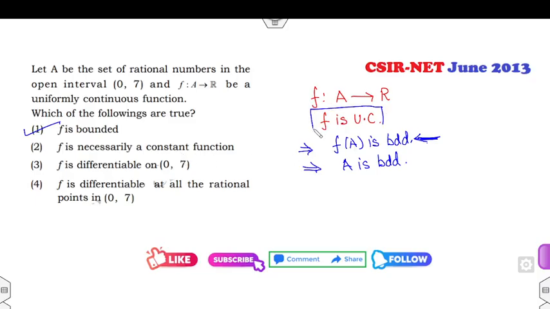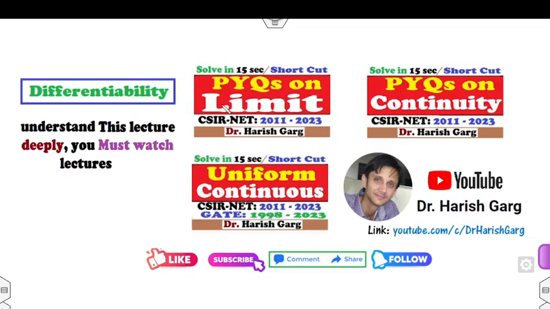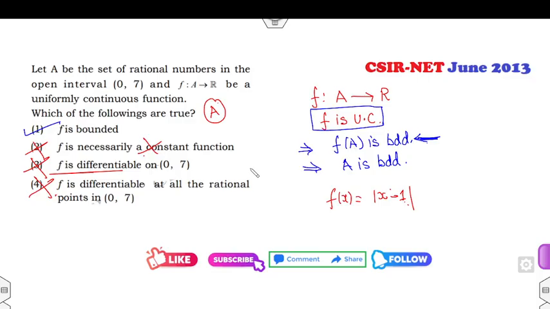Can you think of any function which is uniformly continuous? You can see mod of x. I need it on 0 to 1, so I can say mod of x minus 1. Clearly this is uniformly continuous. It's not a constant function. It is not differentiable at 1. So A is the right answer of this problem. You can watch my lecture on uniform continuity. You can see all these questions.